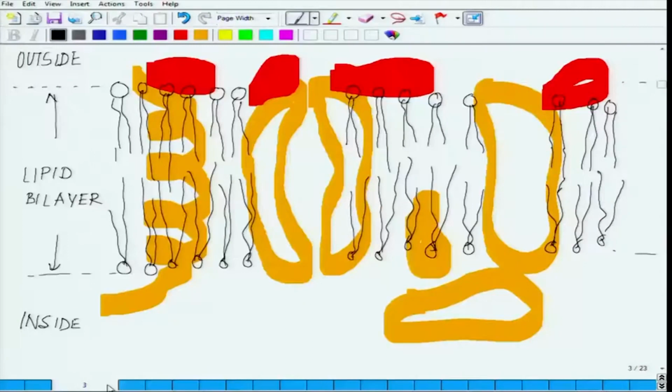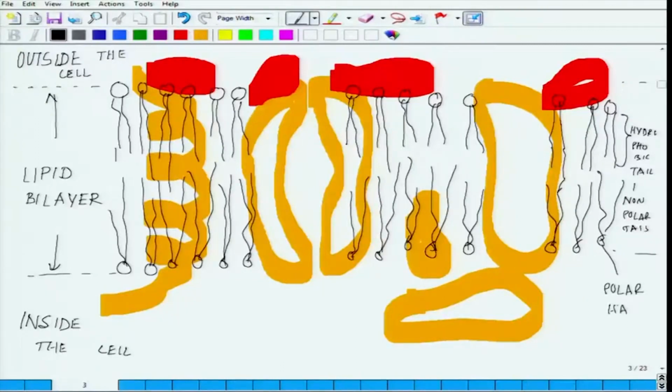Okay. Coming back to the structure of the membrane. So, this is outside the cell, and this is inside the cell, and these are the hydrophobic tails or non-polar tails of the lipids, and these are polar head groups of the lipids, and these are all the different integral proteins spanning the membrane.